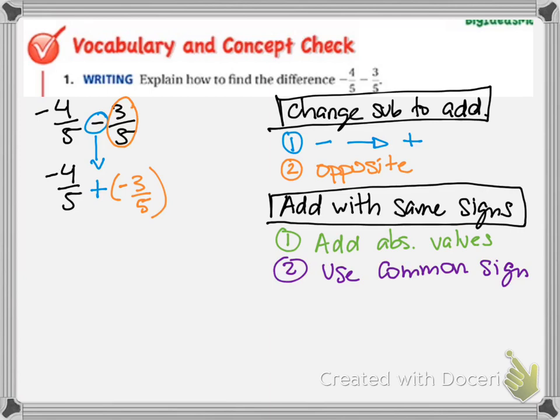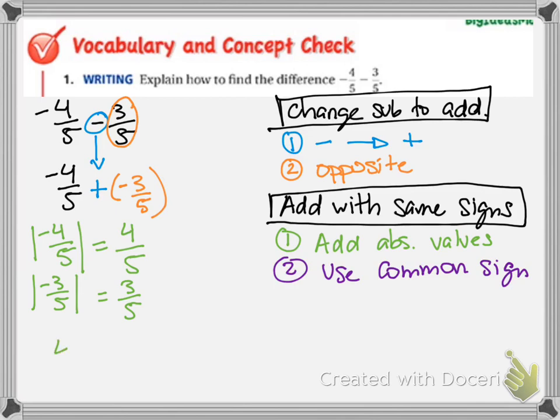All right, so first thing that I'm going to want to do is take the absolute value of both numbers. So the absolute value of -4/5 is 4/5. And then the absolute value of -3/5 is +3/5.